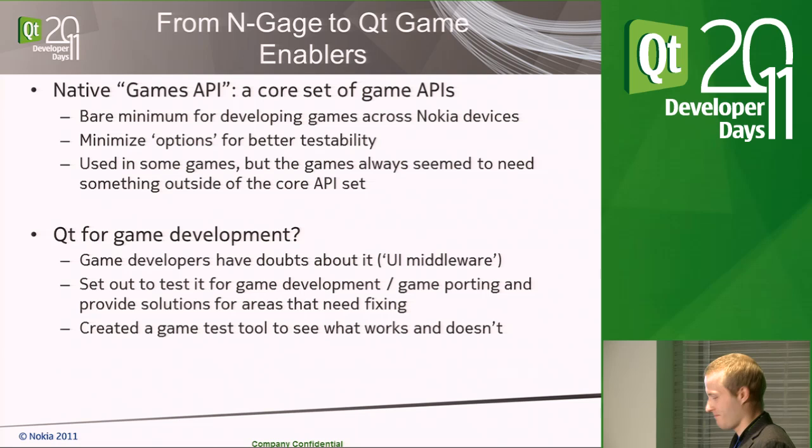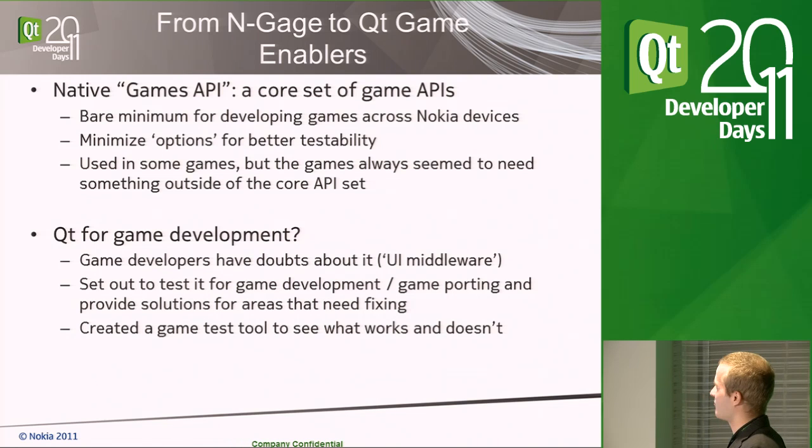And we tried to minimize the API footprint so that it's really easy for us to test. Like in Engage, there were like 46 different audio formats, and you can imagine that across all S60 devices, did all of those formats really work on all devices? No. So instead, we have only like 6 different formats, and it's way easier to validate on all devices that everything works. It got used in some games. For example, there's one game by Fish Labs on the Nokia N9 that uses this API, and some other projects. But we always found that the games need something outside of the core API set.